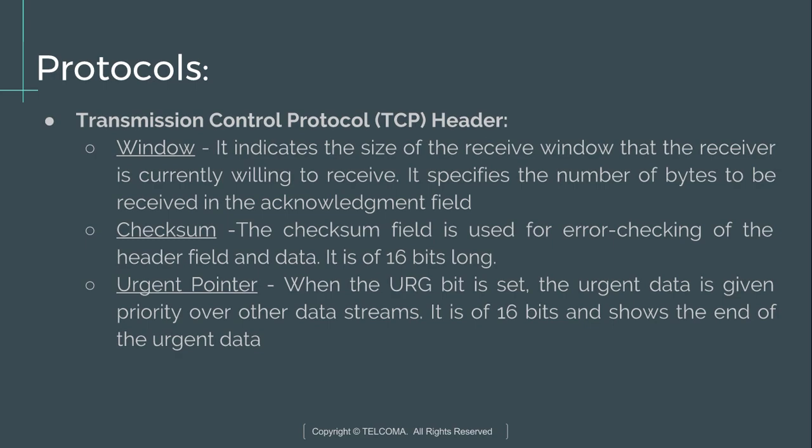Next is window. It indicates the size of the receive window that the receiver is currently willing to receive. So it specifies the number of bytes to be received. Then is the checksum field, which is used for error checking of the header and data. It is 16 bits long. And the urgent pointer: when the URG bit is set, the urgent data is given priority over the other data stream. It is 16 bits and shows the end of the urgent data.